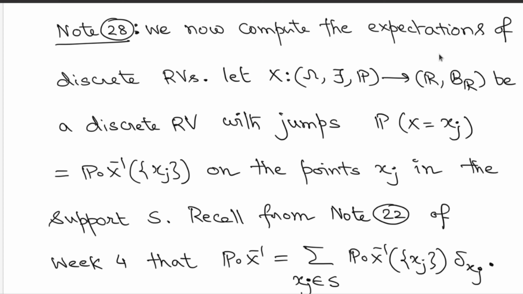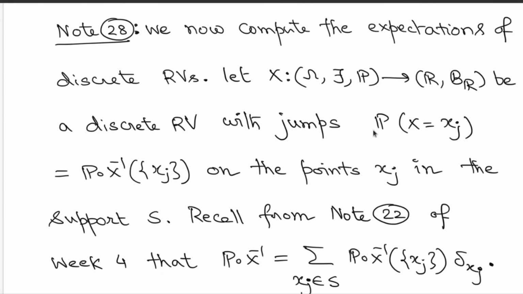So suppose this is a discrete random variable, so you can now specify where the jumps are occurring. So suppose the jump points are xj, which you put in the support S, alright, and then what is the jump size? So that is nothing but the probability of capital X equal to small xj.